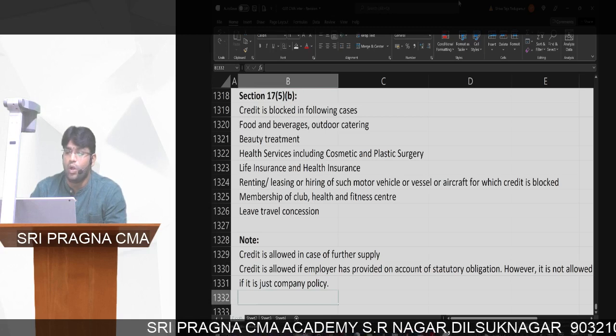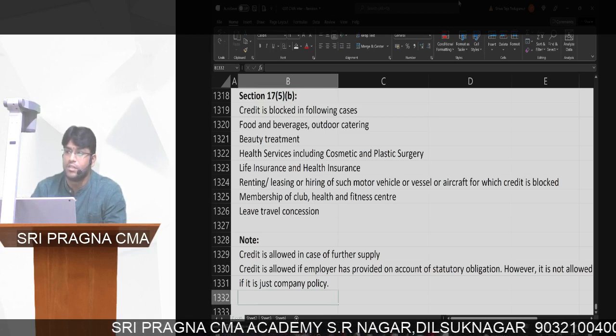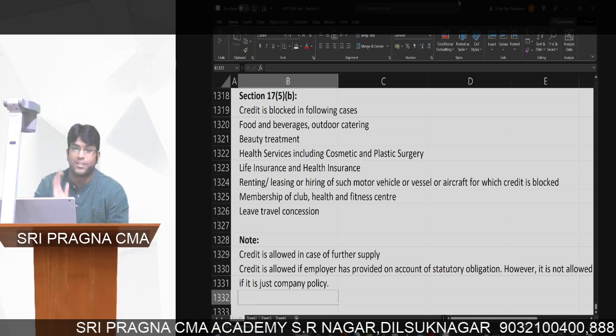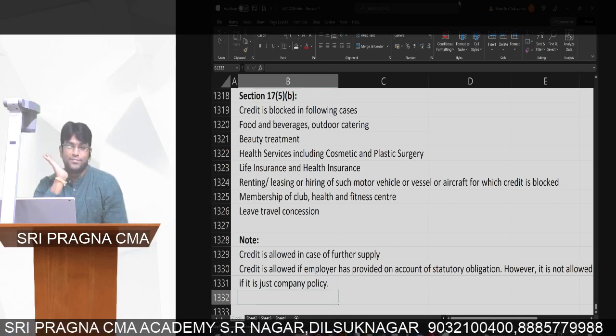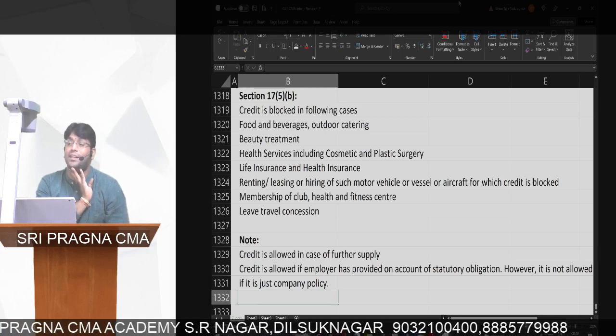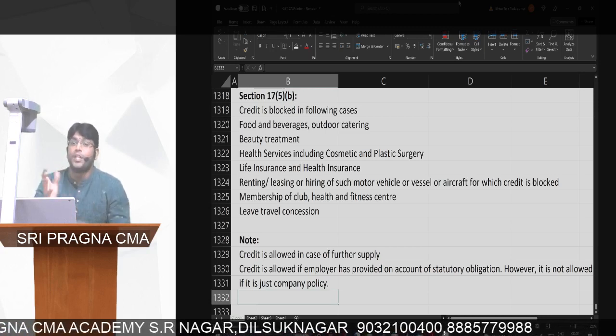Definitely the answer is no, because it is covered under beauty treatment items. Beauty treatment means not only the service, but beauty products also. But I'll ask you one question. There is one saloon, a beauty parlor.